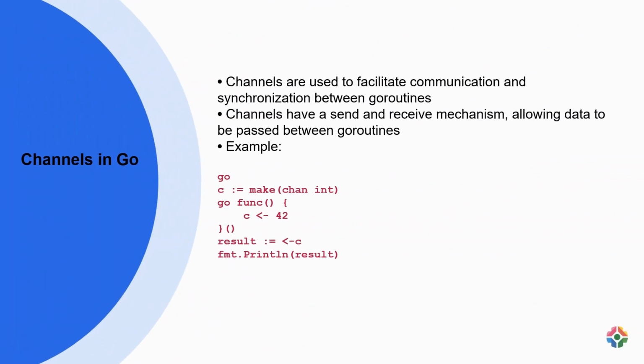Channels in Go are utilized for Goroutine communication and synchronization. They enable data exchange between Goroutines through a send and receive approach. In the provided example, a channel c of type int is created using the make function. A Goroutine sends the value 42 to the channel using the arrow operator, while another Goroutine receives this data using <-c and stores it in result for printing. This mechanism ensures a controlled flow of data between Goroutines, enhancing concurrency management in programs.